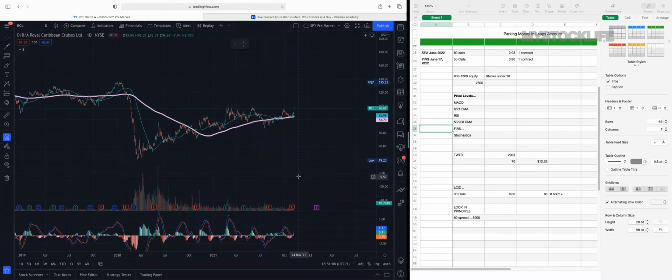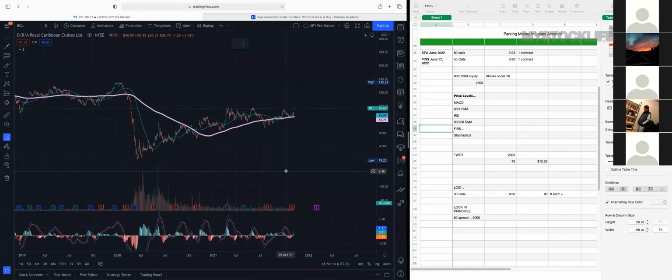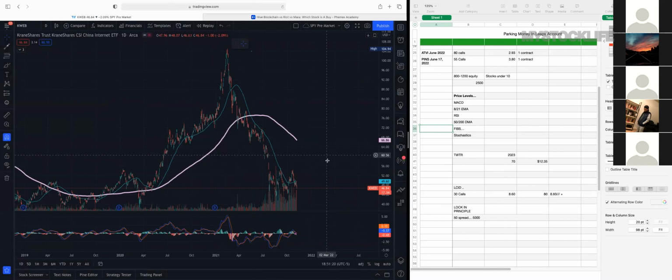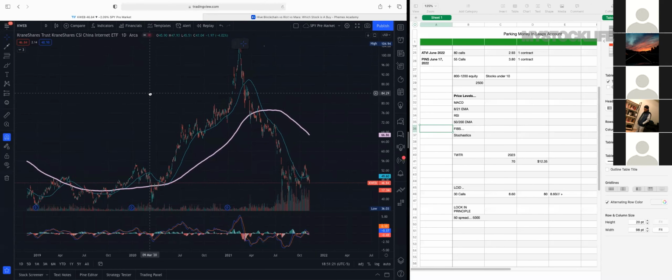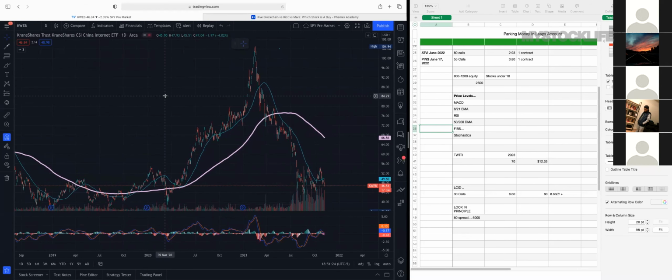Any ETF recommendation? I do have two. T has two, so I'll let T talk. One ETF would be KWEB. That's the Chinese ETF. And the other one will be EWZ, which is the Brazilian one. So those are two maybe you want to keep an eye on.